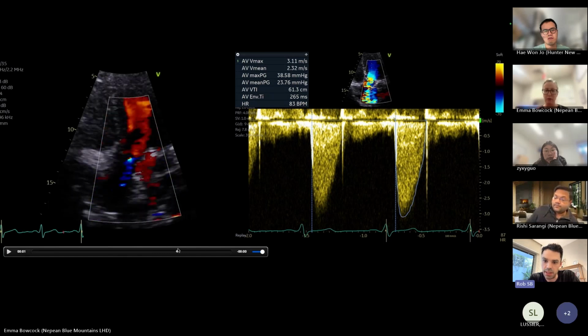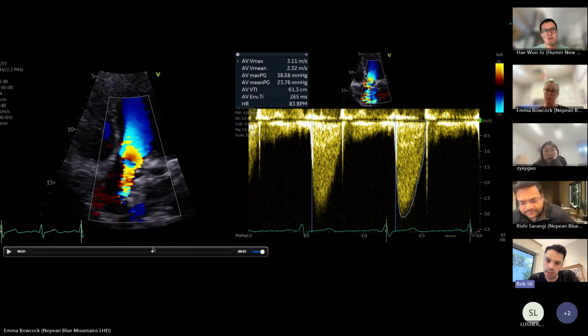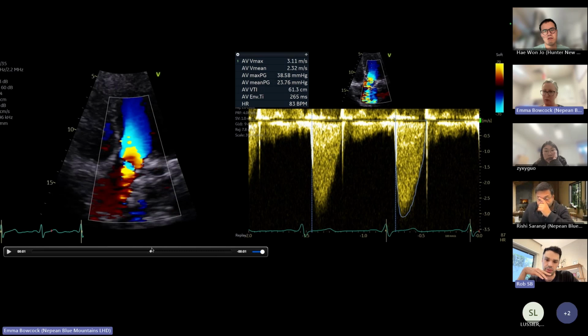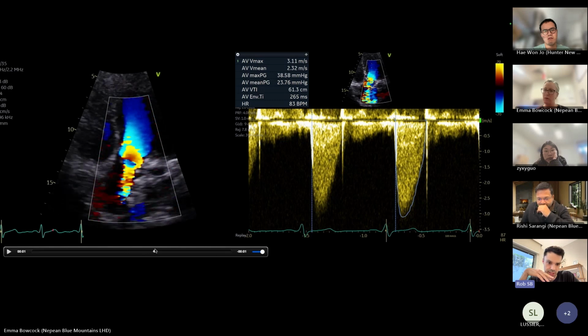And then we've done a continuous wave Doppler through that, with the velocity being greater than 3 meters per second. And so that's in keeping with increased velocities and a mean gradient that's 23. So I'm concerned that there's something supravalvular that's causing those increased velocities.